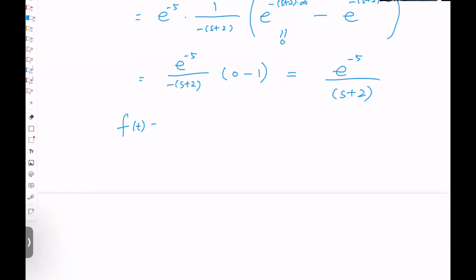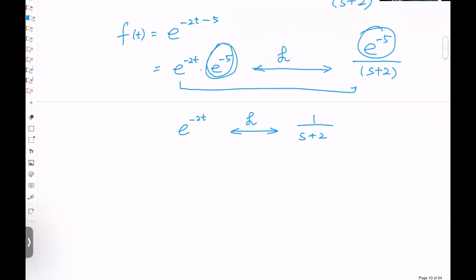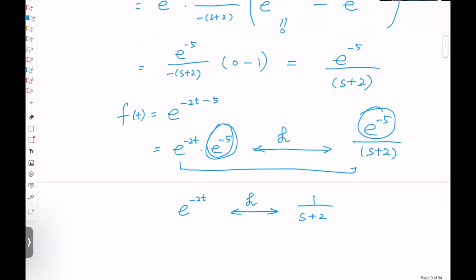f of t equals e to the negative 2t minus 5, right? e to the negative 2t times e to the negative 5. And when you take the Laplace transform of this guy, this is the constant. So we have that constant, and this e to the negative 2t transformed into 1 over s plus 2. So this is the last problem that we're going to use the definition of the Laplace transform.